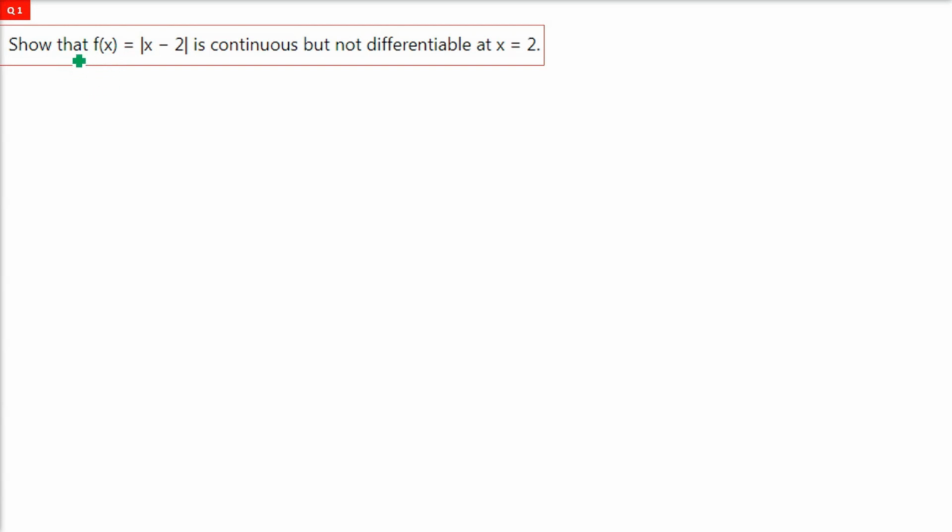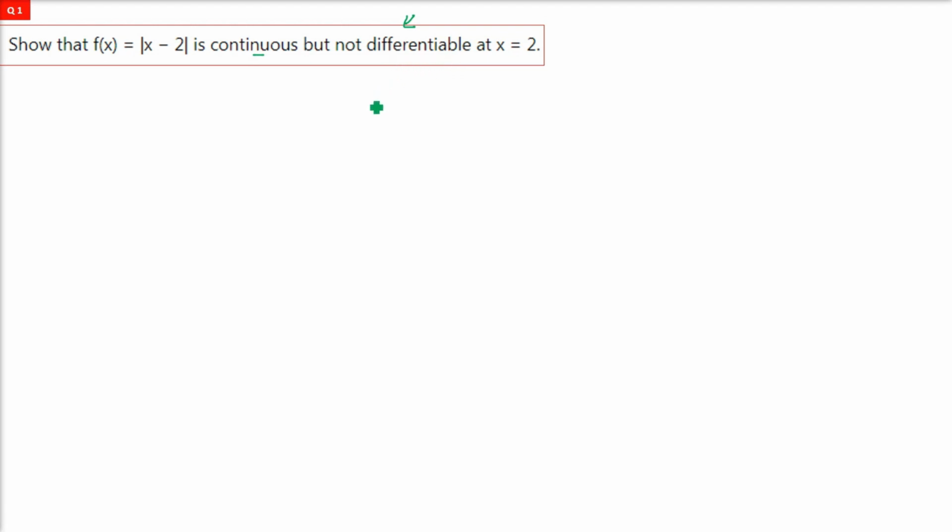This is the question where we have a modulus involved. Show that f(x) = |x - 2| is continuous but not differentiable at x = 2. If a function is continuous, it may or may not be differentiable, but if the function is differentiable, it has to be continuous.